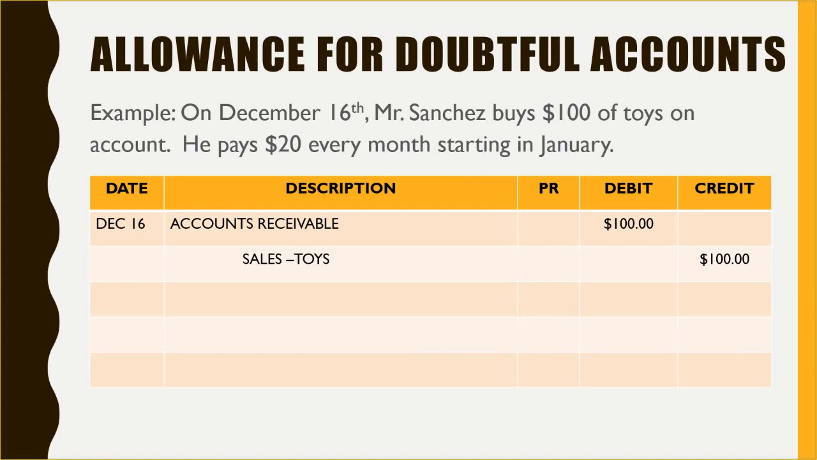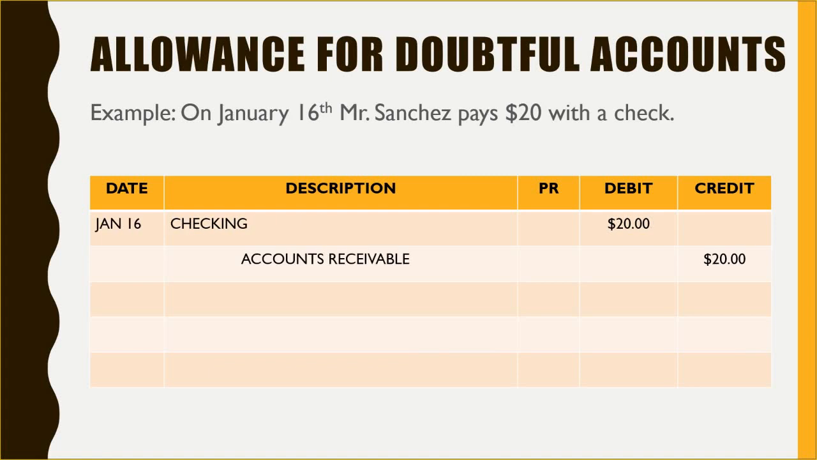If he starts to make his payments slowly on January, then we're going to go ahead and record every single payment, right? So January 16, Mr. Sanchez makes a payment for $20, okay, with a check. So we're going to go ahead and record that he paid $20. So then that reduces the amount that he owes, right? So he now owes me $80 because he paid his first payment of $20, okay? Then on February 16, he also pays another $20. Okay, so then now we went from $80 to now $60.